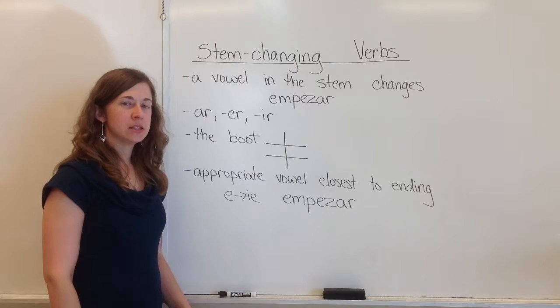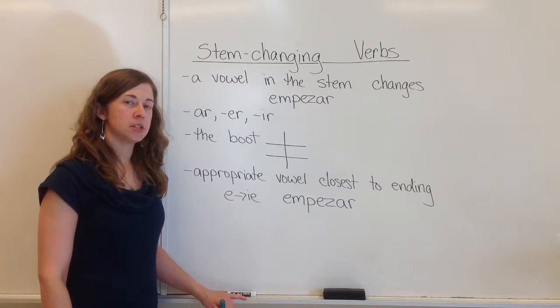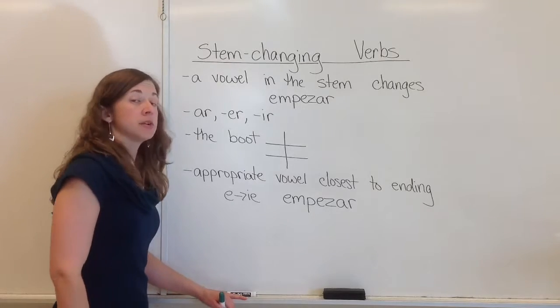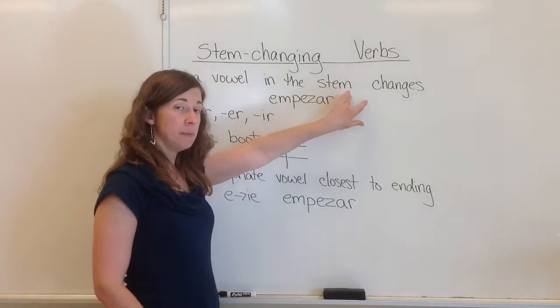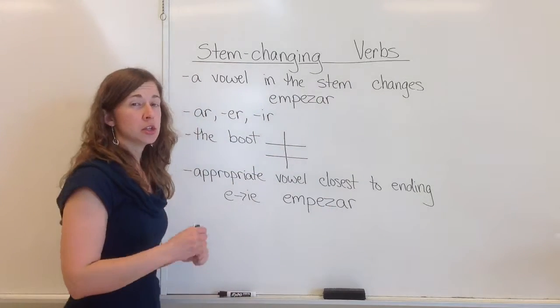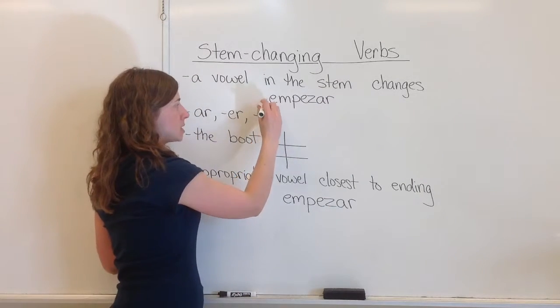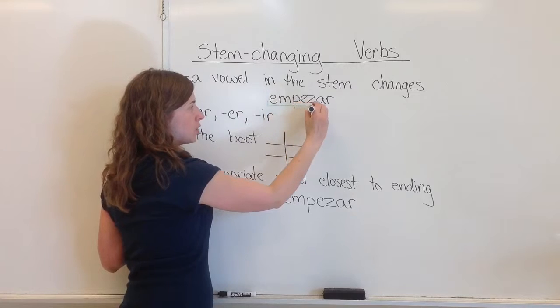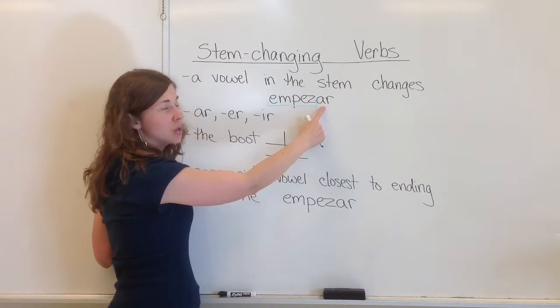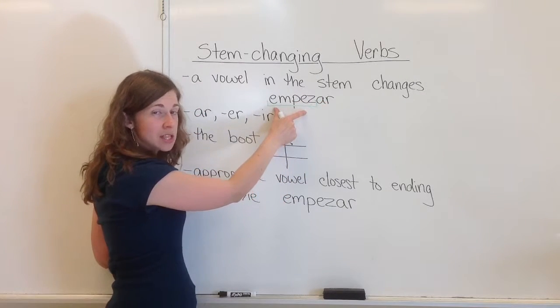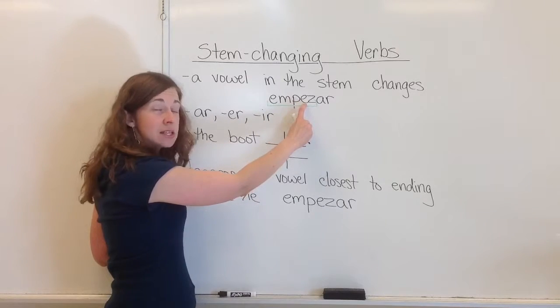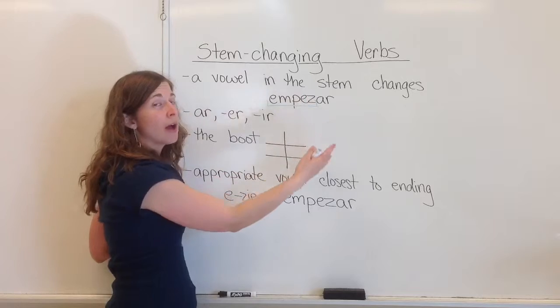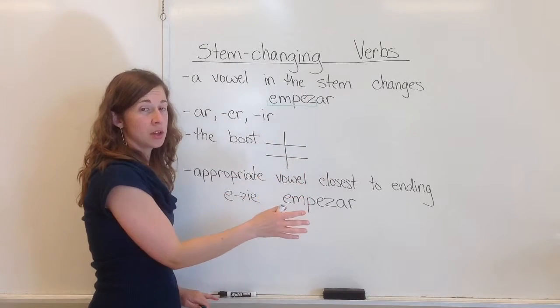Hola. Today we're going to talk about stem changing verbs. Now a stem changing verb is a verb that has a vowel in the stem that changes. To review, the stem is everything besides the last two letters. So this right here is the stem of this verb empezar. And what's going to happen is the E is going to change to an IE in some of the conjugations.